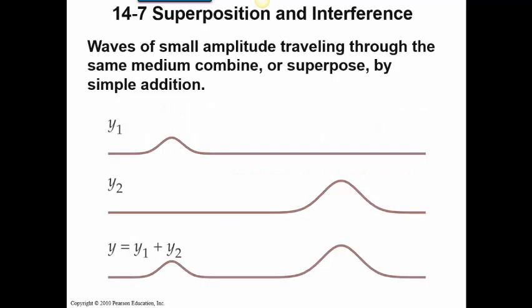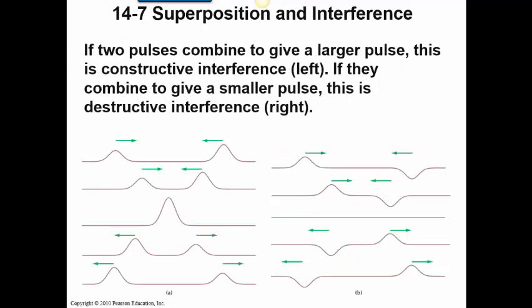Waves of small amplitude traveling through the same medium combine or superimpose by simple addition. The two wave functions add together to make a new function. This is called the law of superposition. If two pulses combine to give a larger pulse, this is constructive interference, on the left. If they combine to give a smaller pulse, this is destructive interference, on the right.